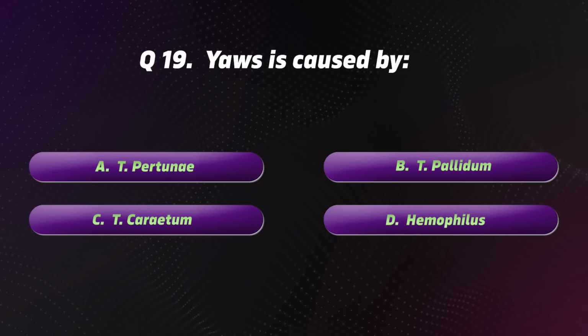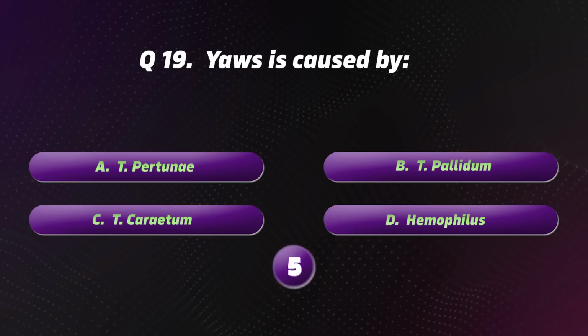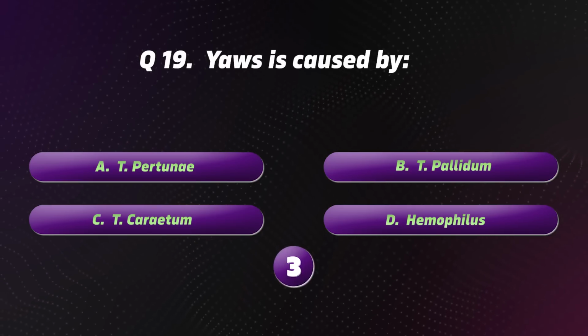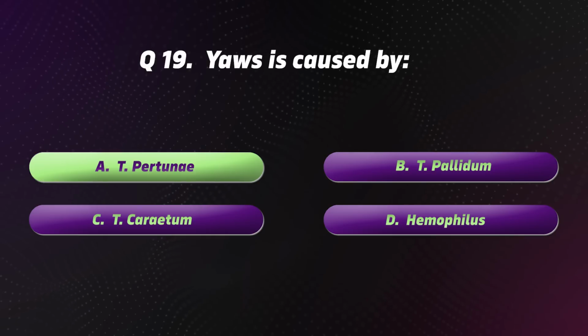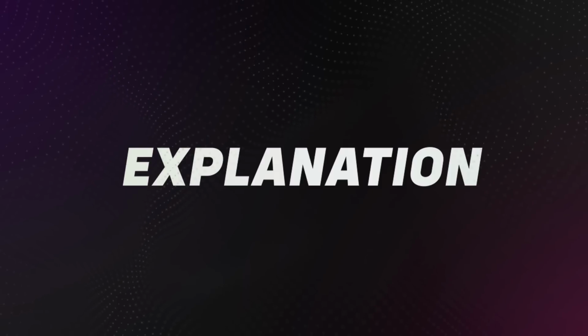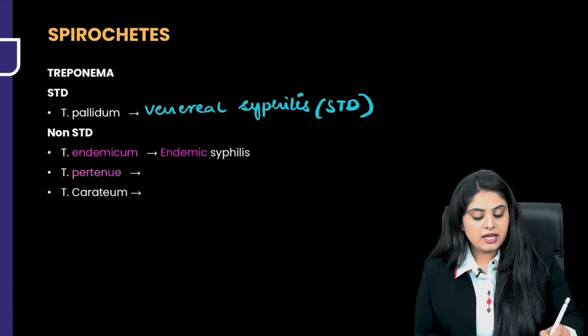Question 19. Yaws are caused by. Here are the options. A. T. pertenue, B. T. pallidum, C. T. carateum, D. Haemophilus. And the correct option is A. T. pertenue. Here is the explanation. Then we have Pertenue and Carateum.